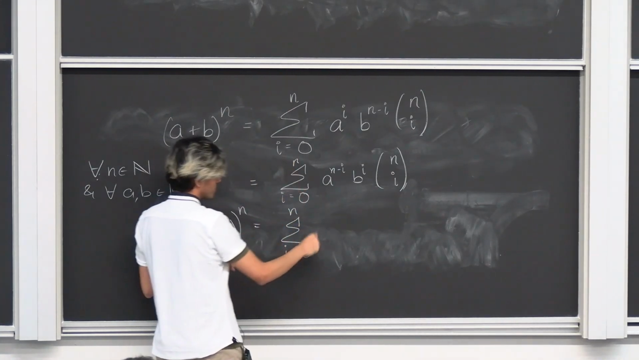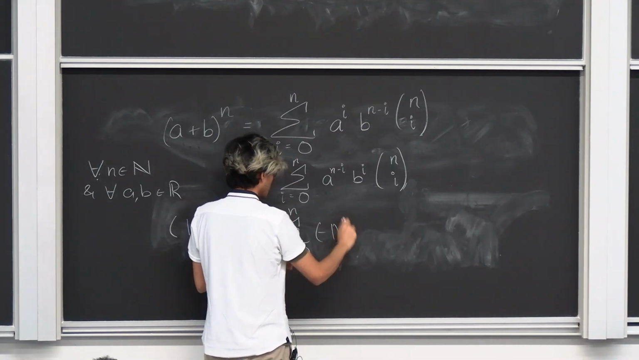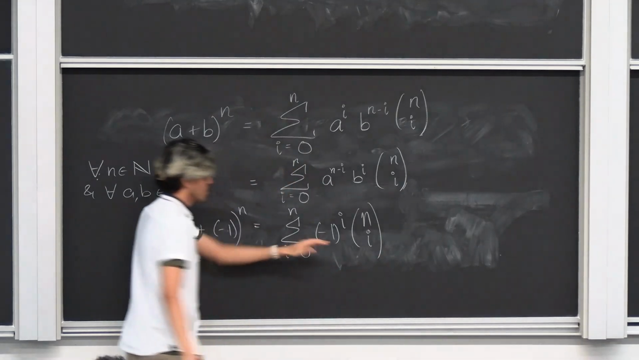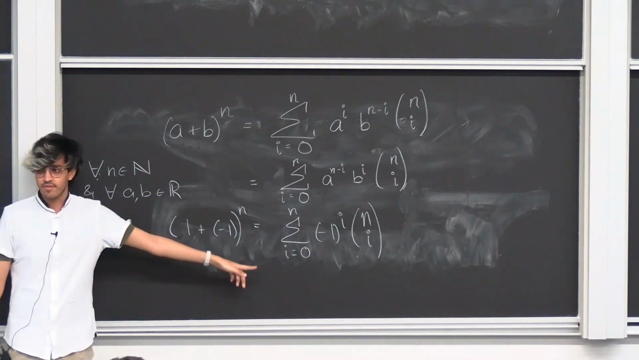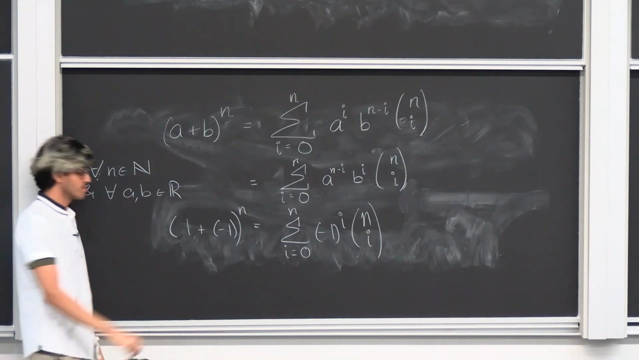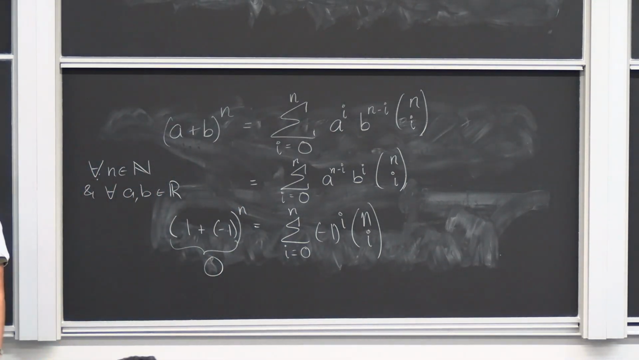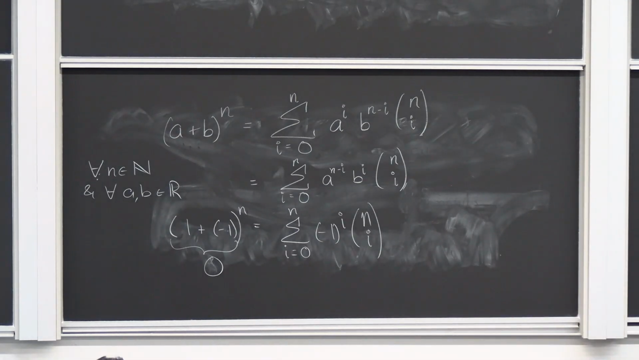1 to the power whatever is just 1. We can just choose to exclude that. Minus 1 to the power I, and choose I. Great. So we have this side. And on the left-hand side, 1 plus minus 1 is 0. 0 to the power n is 0. Okay. Questions? If there aren't any questions, we'll move on to the last part.